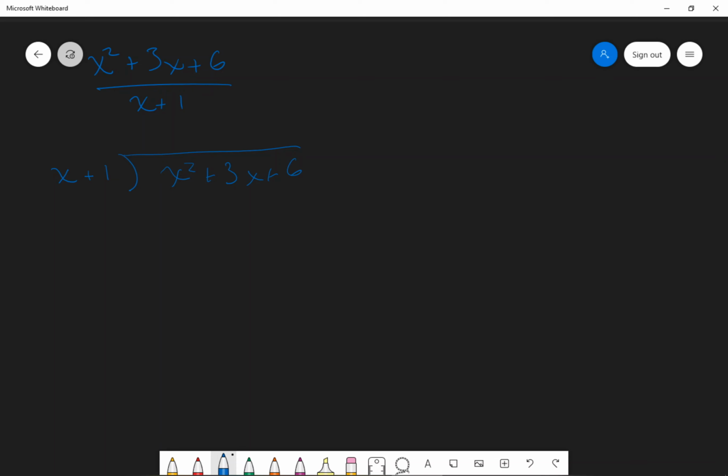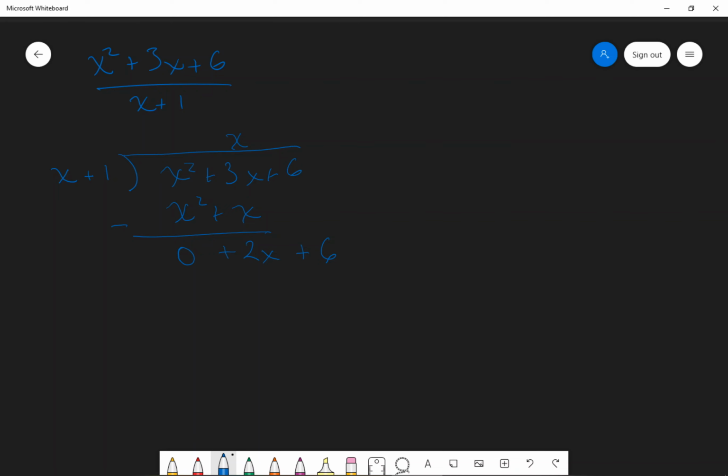So x goes into x squared how many times? It goes in x times. x times x is x squared, and we subtract. But we have x times 1 is x. So we do the subtraction. x squared minus x squared is 0. 3x minus x is 2x. And here we bring down the 6.